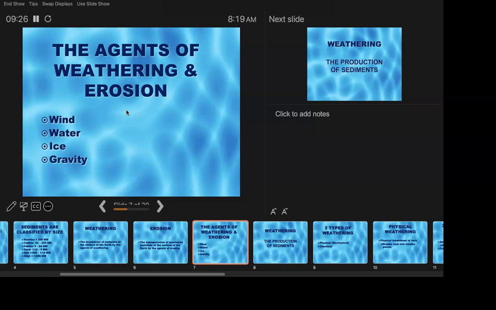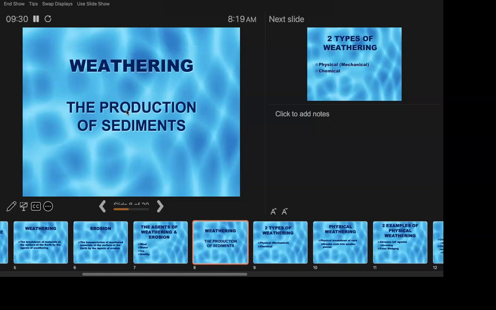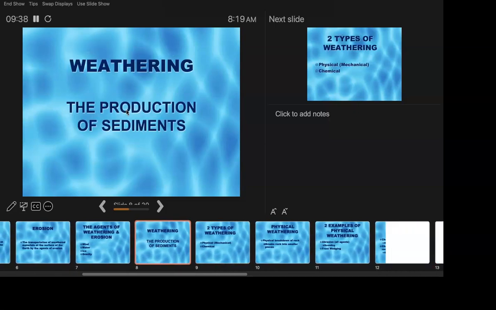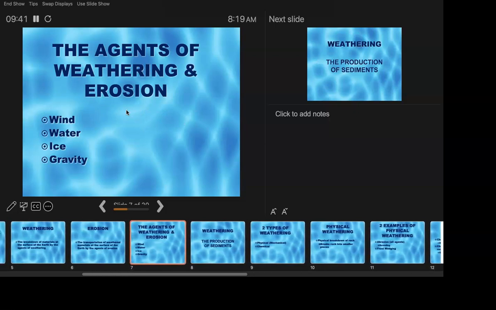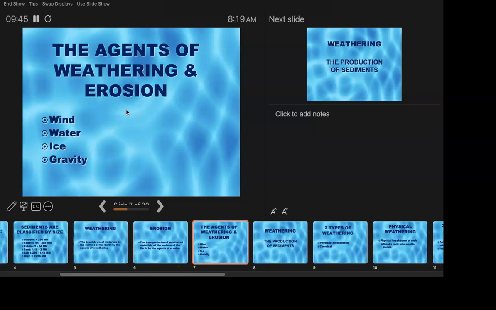Let me see what the next slide is here. Yeah. Well, let's keep going here. So, wind, water, ice, and gravity. We're going to now talk about weathering, the production of sediments. Yeah, no, I don't want to. I'm going to go a little ahead of my slides. Imagine that. But I just want to give you an example before we leave this of how this all works. And I think water really is a great example here. Wind as well, but water is probably the best.